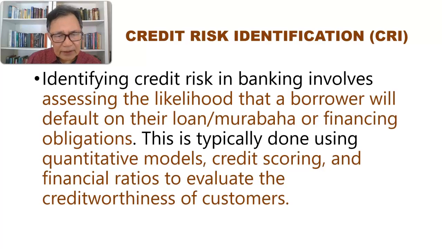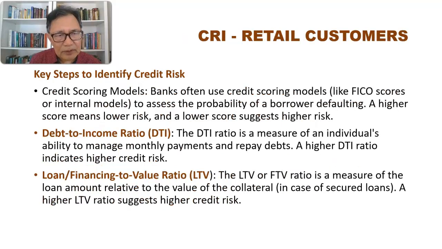Essentially, the bank would require document submission from the customer, so that the bank is able to accumulate the required data to quantify the respective parameters for the credit assessment. So essentially it is about the evaluation of the creditworthiness of the customer. We can see here that there are two types of financial ratios that will be computed by the bank, and the first is the debt to income ratio. The DTI ratio is a measure of an individual's ability to manage the monthly payment and to repay the debt. The higher the DTI ratio, the higher the credit risk.